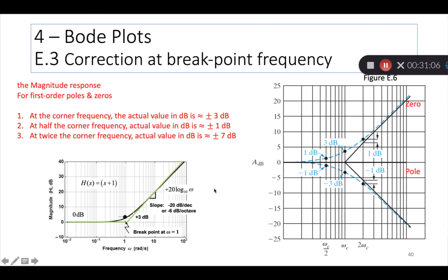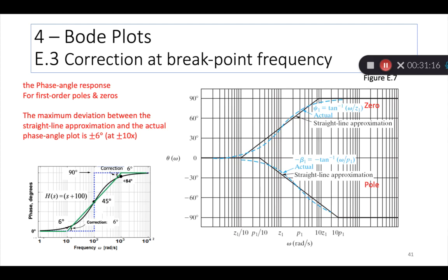Okay, so this is the correction you apply from your straight line approximation. Let's also look at the correction for the phase domain, the phase angle plot. The phase angle plot, as we know, is like this, right? By now I hope you have gotten used to it. The green here is the phase angle, and I'm on slide 41, by the way.